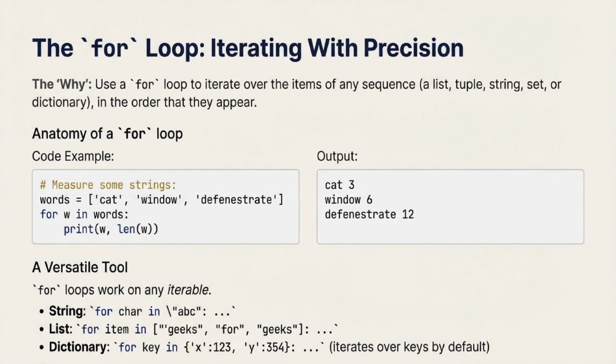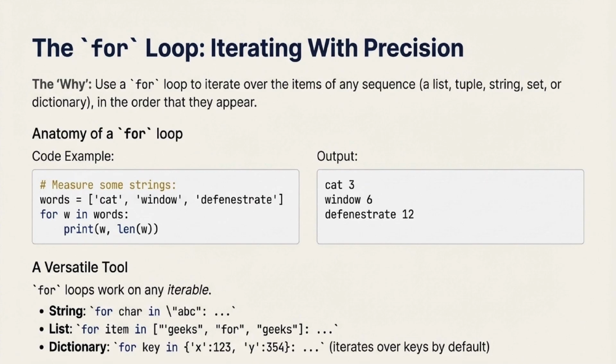The main purpose of a for loop is to iterate over the items of a sequence. A sequence can be a list, tuple, string, set, or even a dictionary. The for loop processes items one by one in the order in which they appear. Let's understand this with the example. Here we have a list of words: cat, window, and defenestrate. The for loop takes each word from the list, one at a time, and assigns it to the variable w.